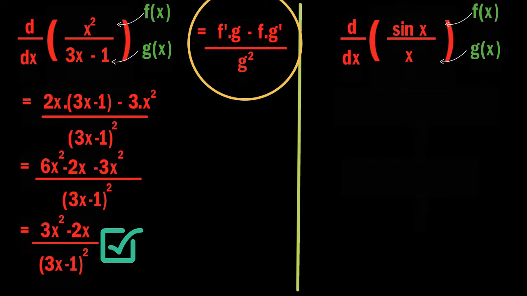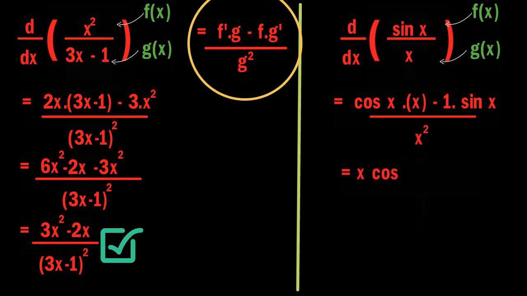So function f is, if you differentiate sine x, you get cos x, multiply with function g, which is x, minus, you differentiate g, you get 1, and function f over g squared is x squared. So you will get x multiplied with cosine x minus sine x over x squared as the answer.